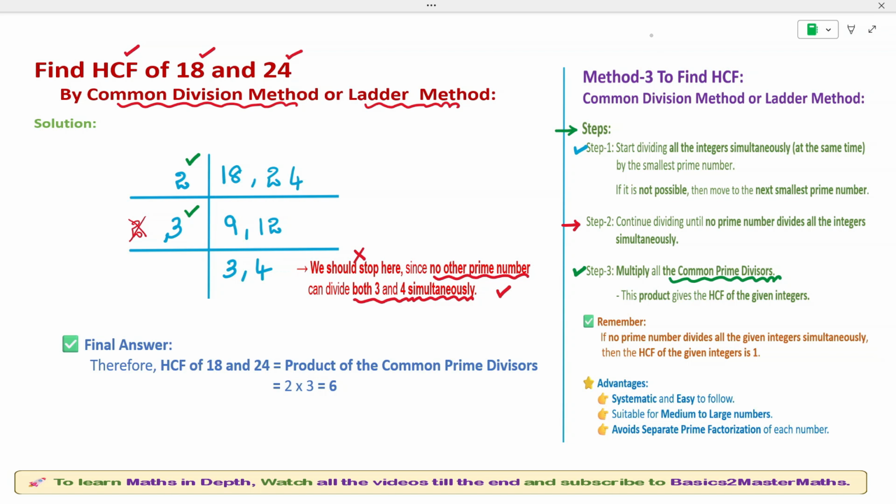Therefore, HCF of 18 and 24 equals product of the common prime divisors. In this case, it is 2 multiplied by 3 gives you 6. Got it?